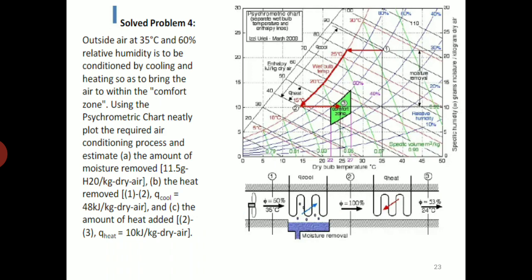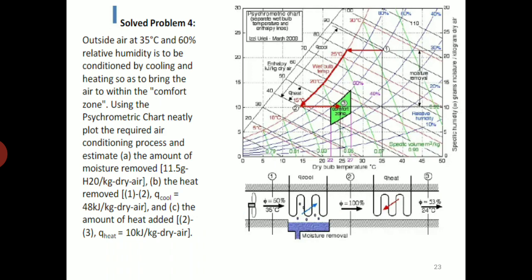The problem is: outside air at 35 degrees Celsius and 60% relative humidity. So 35 and 60% have been given, and it is to be conditioned, meaning I have to obtain cooling. The first point you need to understand in this problem is the condition, which is very important. If you don't know the condition, you cannot solve the problem. Outside air is 35 degrees Celsius and 60% relative humidity.